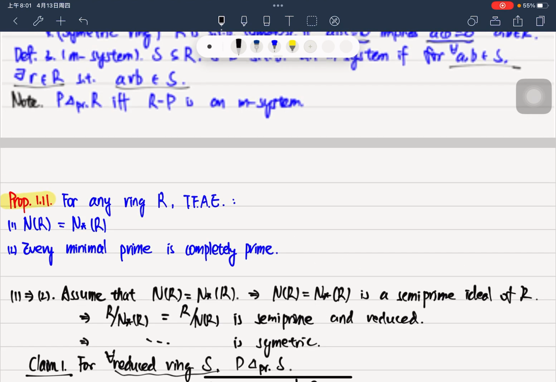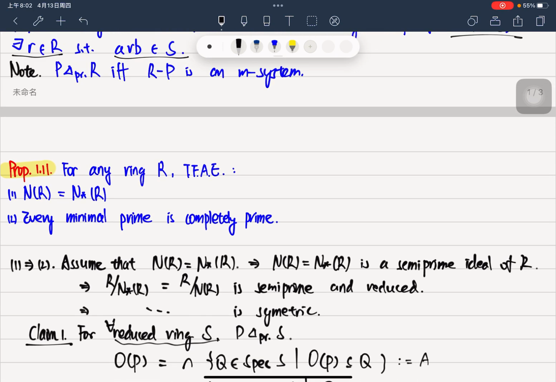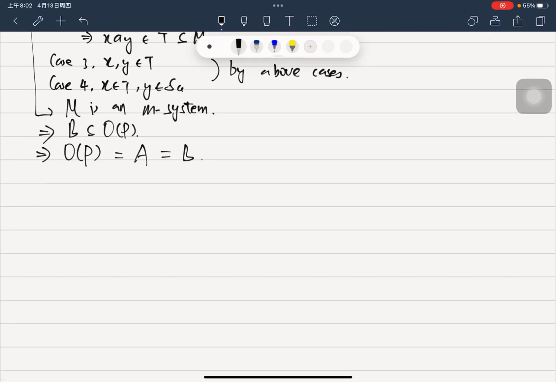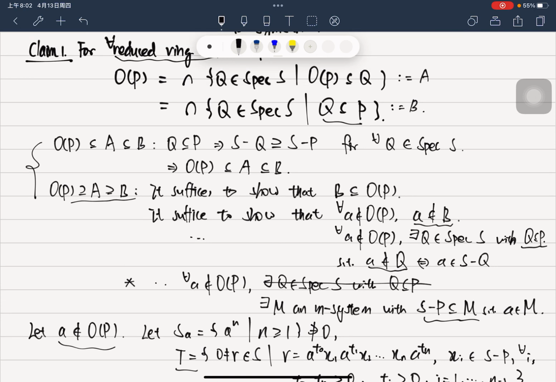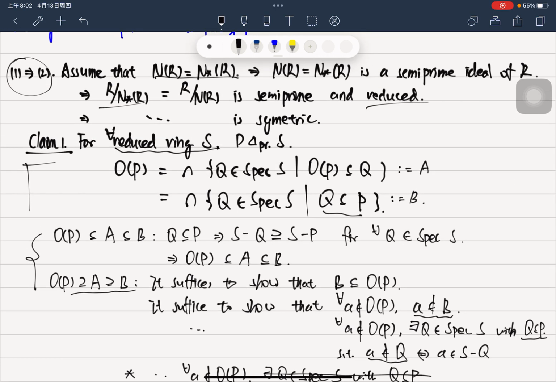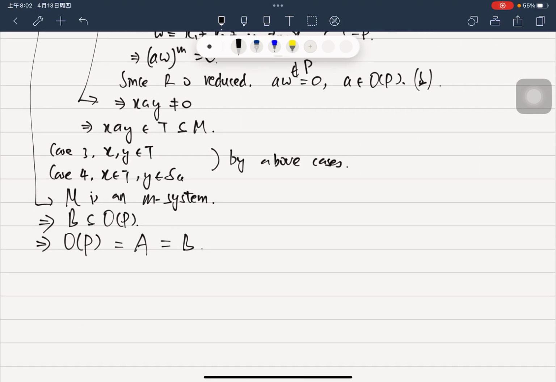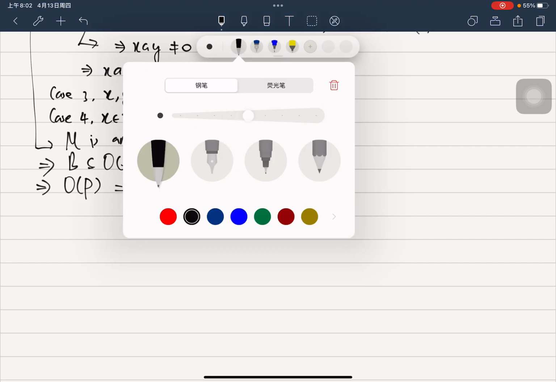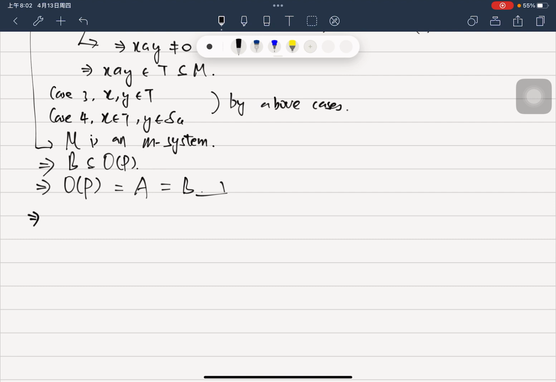Okay, back to here. We have NR 1 to 2. We prove 1 to 2, which is that assume this one is true, and we get a reduced ideal R over N lower star R. So we write down this. And by the claim, OP is A is B. So we will also have the same is true for our reduced ring R over the lower star R.